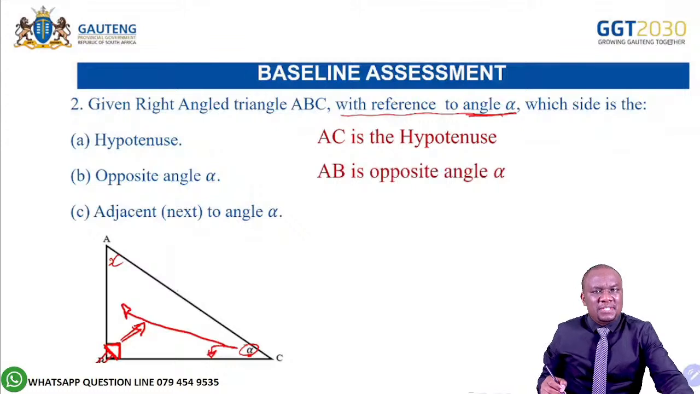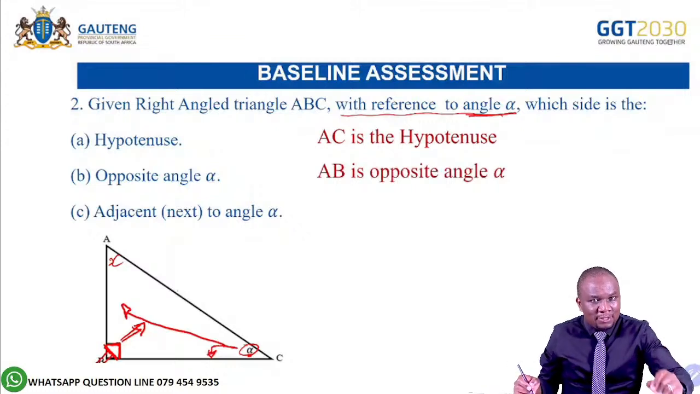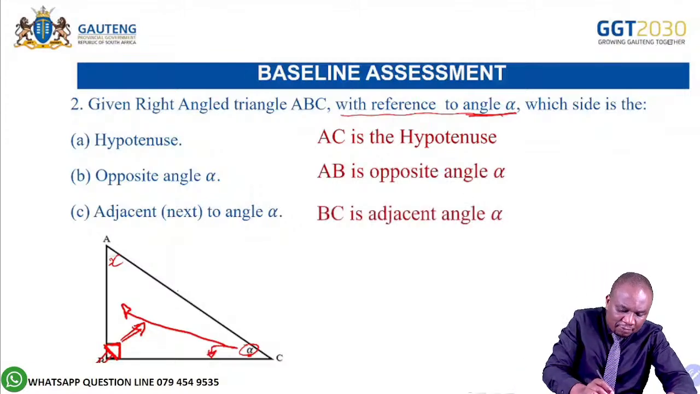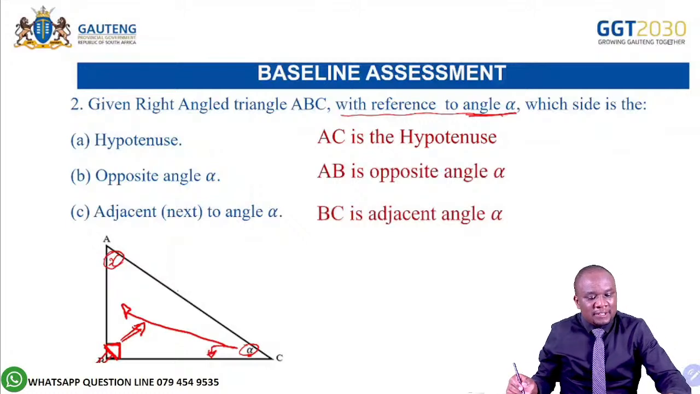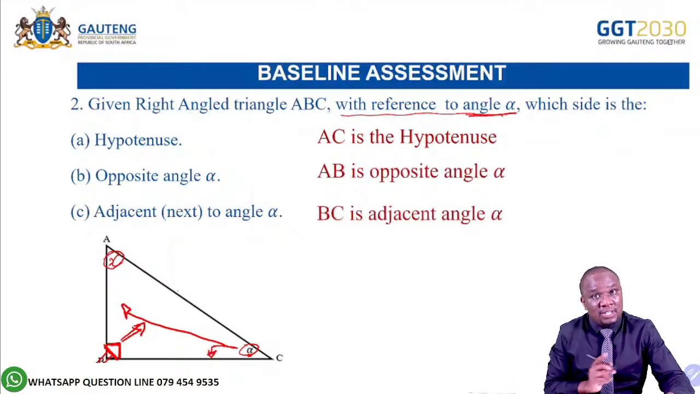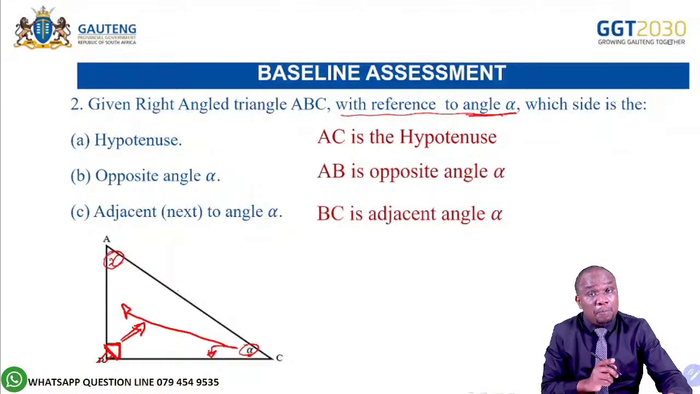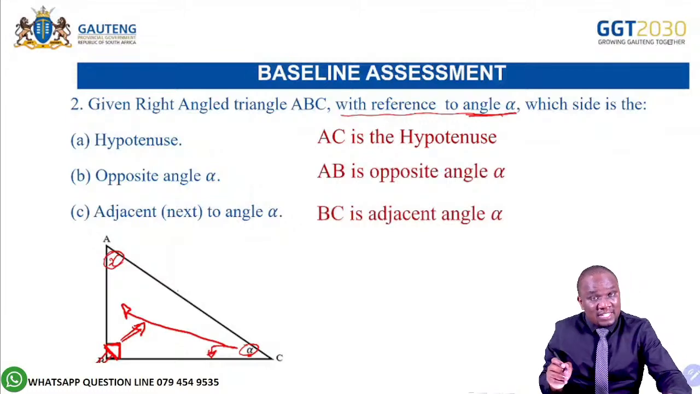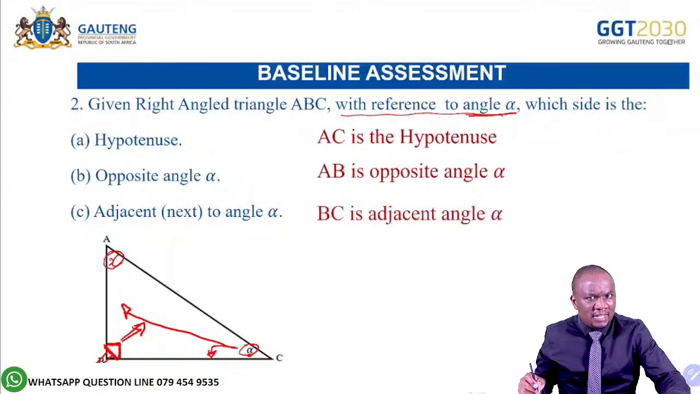BC is just next to angle alpha. So which angle are you referring to? Very, very important. Because if we come to X here as the reference angle, AB is adjacent to angle X. But if you check, AB is actually opposite angle alpha. And then BC is adjacent to angle alpha. But if you check, it's opposite the angle that I've named X.